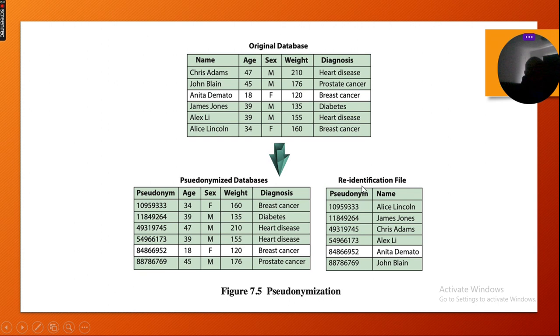But the moment we introduce a re-identification file, like the pseudonyms, then the names will be revealed. So this is what the attacker needs. They need the re-identification parameter. Once they match it, then the names of the people will be revealed, and then they will know which person has which disease. Okay? So this is pseudonymization.